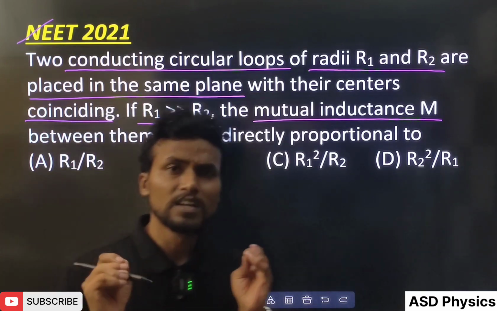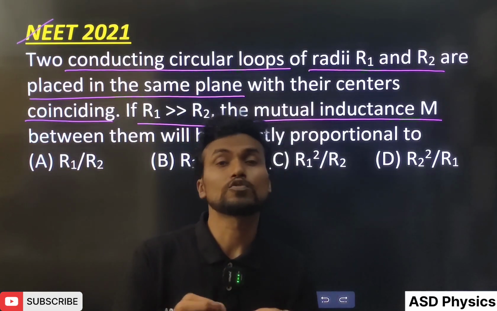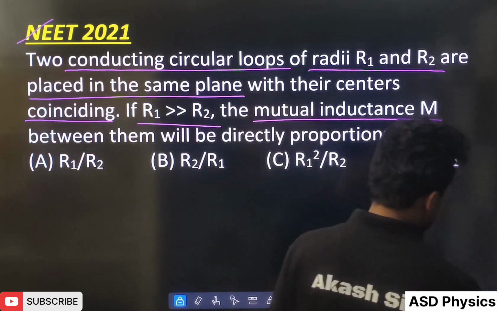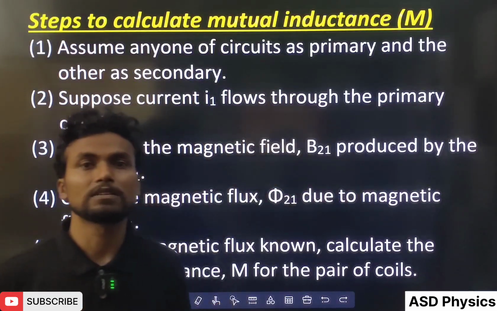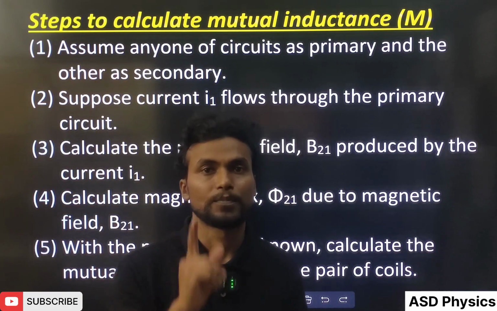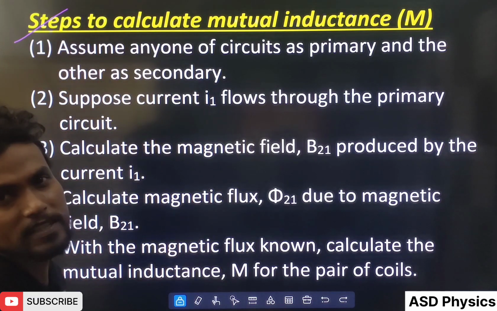Whenever the question is coming from mutual inductance, we should know the steps involved to solve the question based on mutual inductance. And please remember that whenever we are calculating mutual inductance, there will be two coils. One will be the primary coil and another one will be the secondary coil. So let's see the steps here. Steps to calculate mutual inductance.